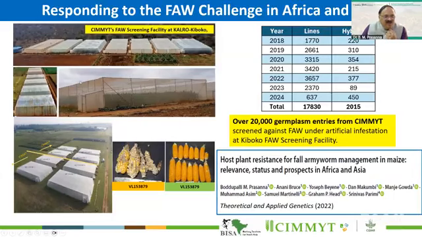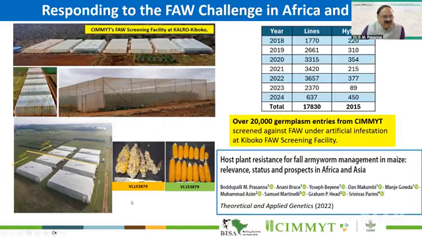And it can hold several thousand entries within that particular screen house, artificially infest each and every plant, and not only at the vegetative stage, but also at the early reproductive stage, and then identify materials that are native genetic resistant. So using Mihm's materials as well as many others that are adapted to Africa, we started screening germplasm at our Kiboko facilities. Over 20,000 germplasm entries were screened against fall armyworm under artificial infestation at the Kiboko facility.